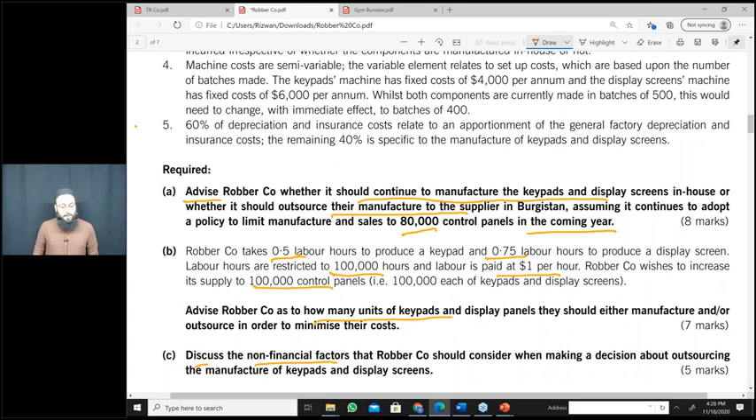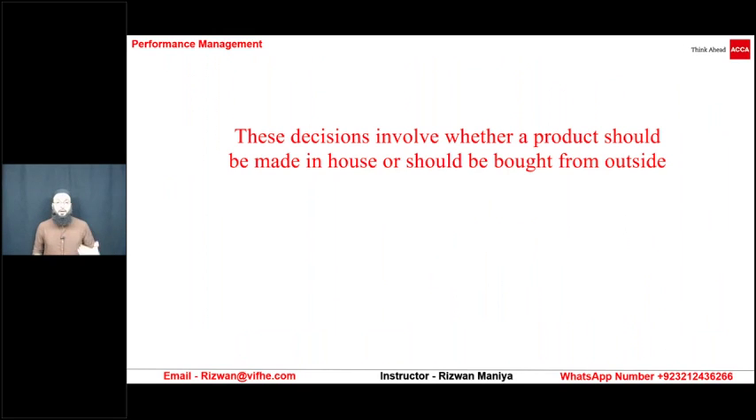Now, it's a make or buy decision question. This is for sure, so no second thought about it. Before I read the scenario, I will give you a quick clarity about this topic. So it's a workback strategy. So let's quickly revise the topic.